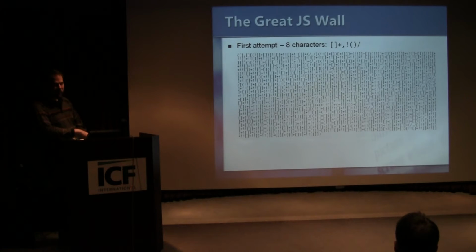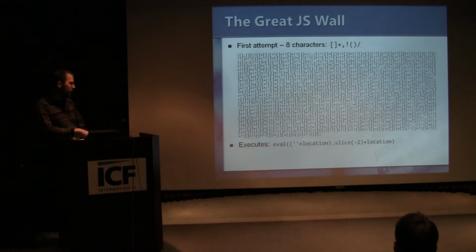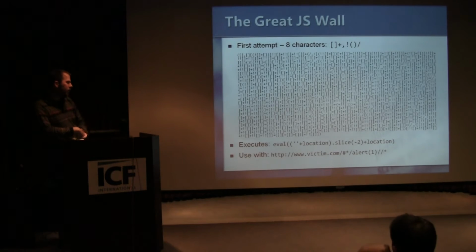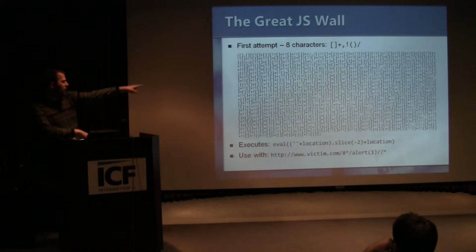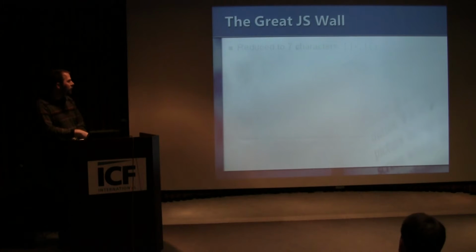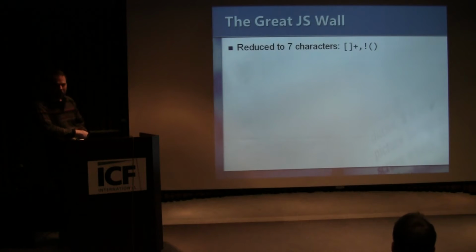This is completely legitimate JavaScript. Basically what this is doing is calling eval on part of the location. It's again using the little trick of commenting out part of the address in order to execute. So if you have this URI and you load up this JavaScript in Firefox, you will get an alert 1. But it didn't stop there. It was reduced down to 7 characters.